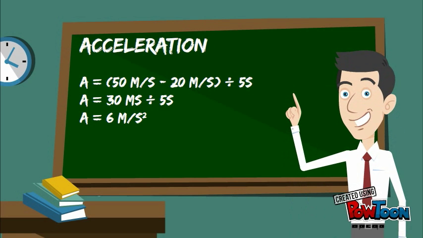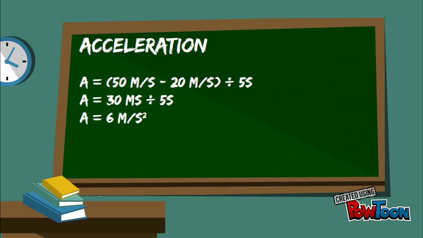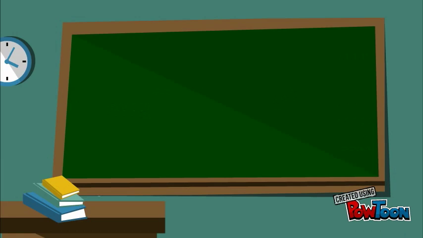Therefore, acceleration equals 50 meters per second minus 20 meters per second divided by 5 seconds, which is 30 meters per second divided by 5 seconds, and then the answer is 6 meters per second squared.